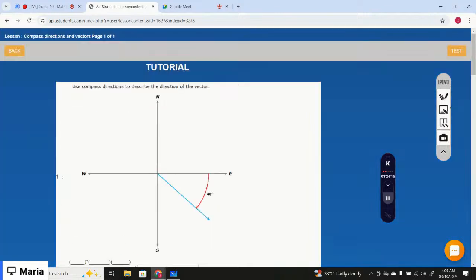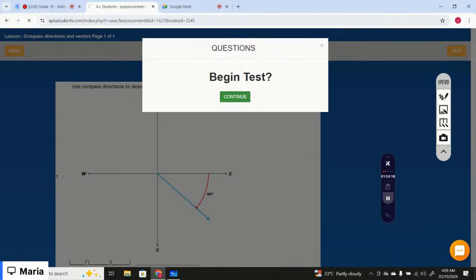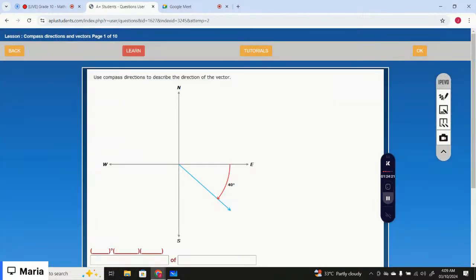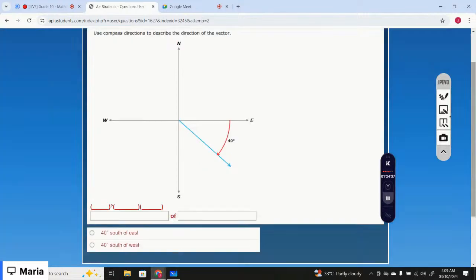Let's just start with the test questions. Use the compass directions to describe the direction of the vector. So you can see you are given the vector. The angle is 40 degrees. You can see this arrow is towards the south. So that is 40 degrees south of east, because that is between south and east. So the correct option is 40 degrees south of east. Option number 1 is the correct option. Got it?